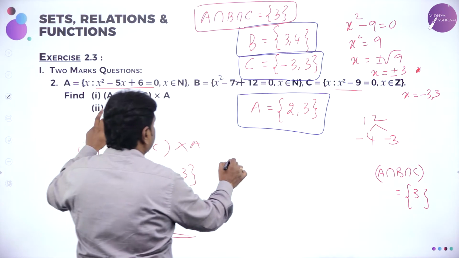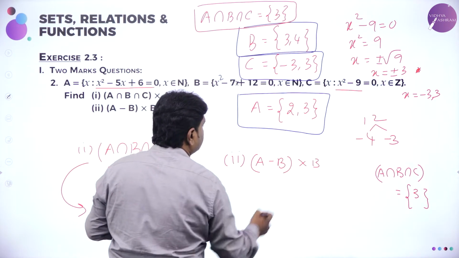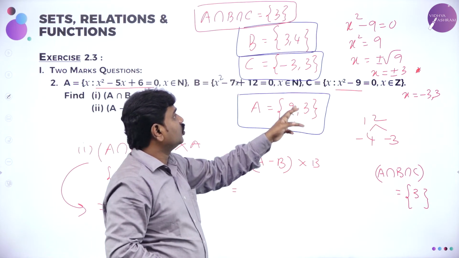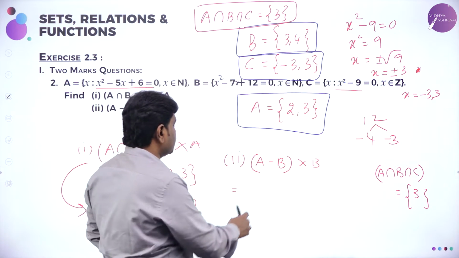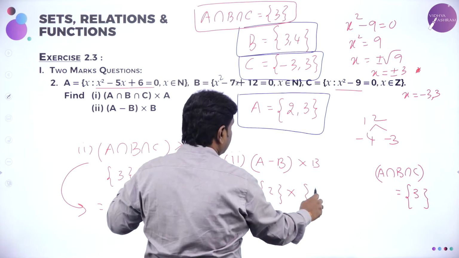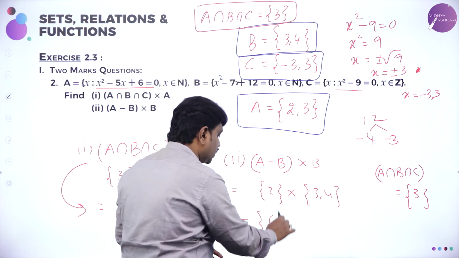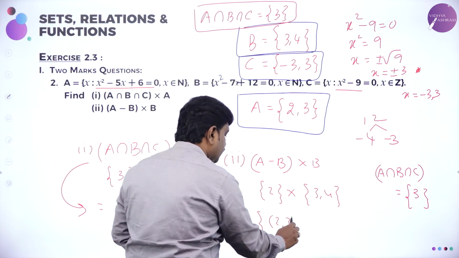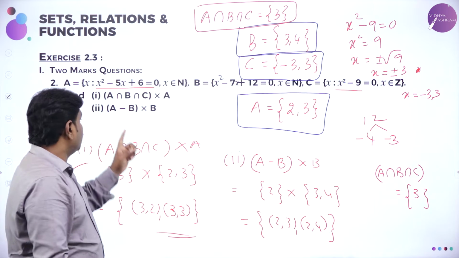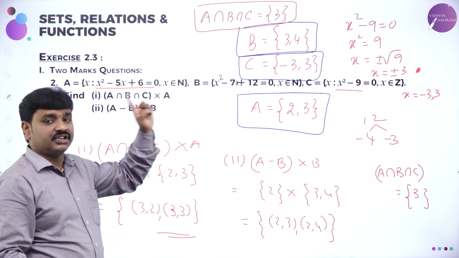Second part. A minus B cross B. What is meant by A minus B? A minus B means from A, remove B. From A, 2, 3, remove 3, 4. So 3 goes off. A minus B is just a set containing 2, and B they have given. What is B? We got 3, 4. Now, what is the Cartesian product of 2 with 3, 4? First element I should take from A minus B, that is 2 comma 3, then 2 comma 4. That's all. It's a good problem. Why? Because it includes intersection, it includes minus, that is difference of sets, and it includes Cartesian product.